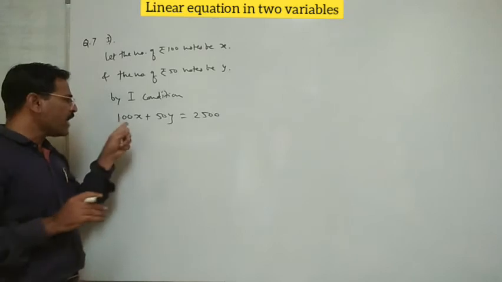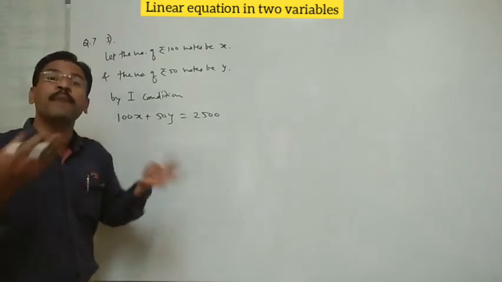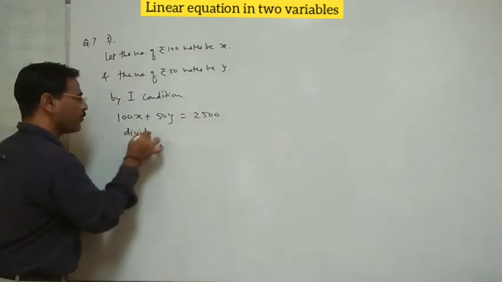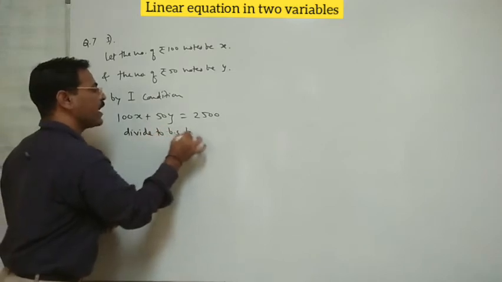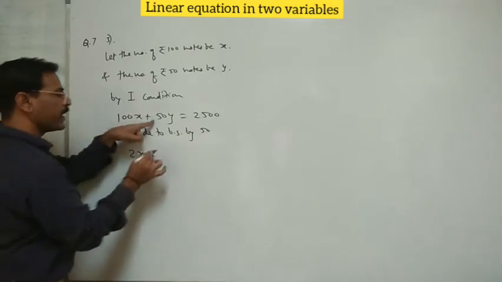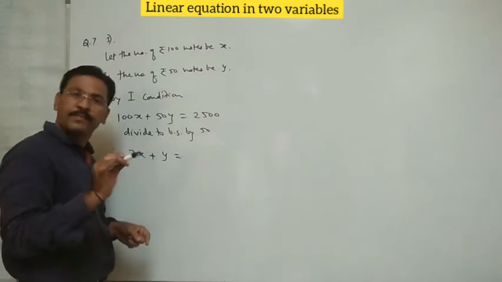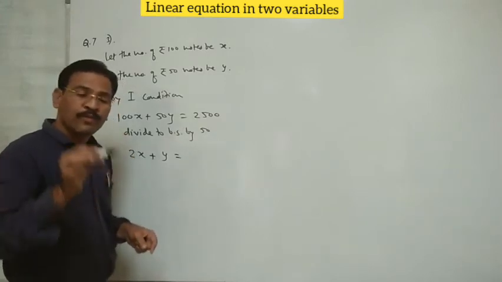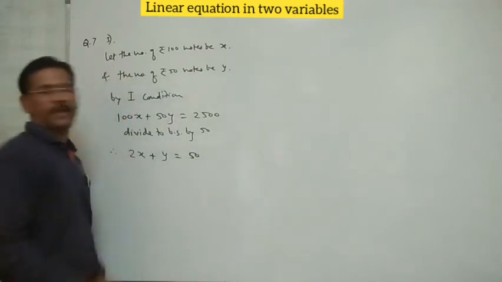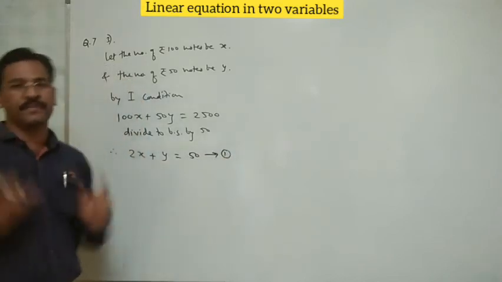If you observe here, 100, 50, 2500, all these numbers are divisible by 50. Make it the simplest form, so divide both sides by 50. So it will be 2x, and here it is only y. On the right side, the 0 gets cancelled, that means 250 upon 5. 5 ones are 5, 5 fives are 25, and one more 0, so it becomes 50. This is the equation in the simplest form.